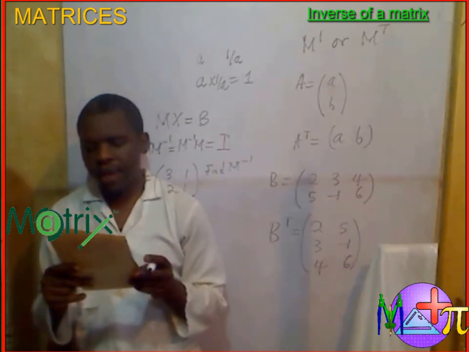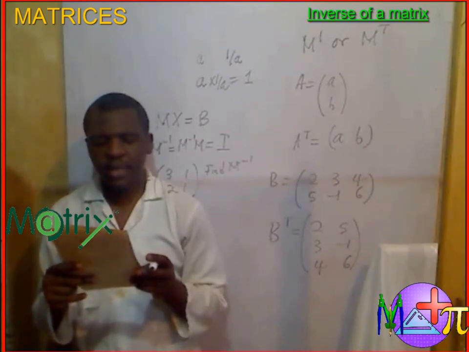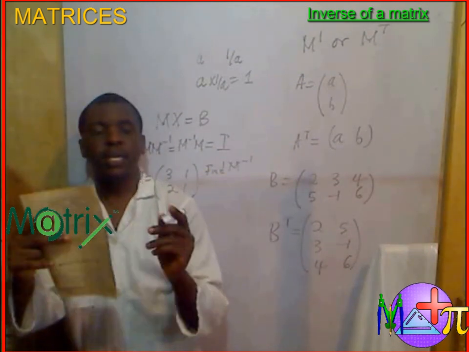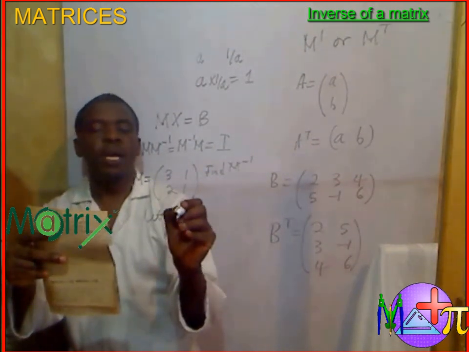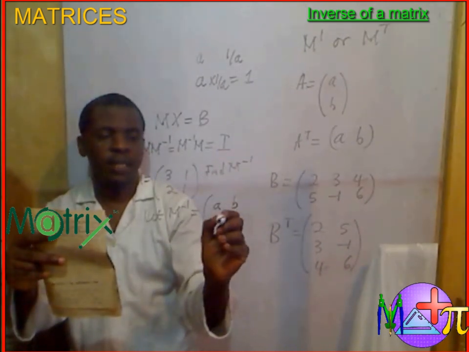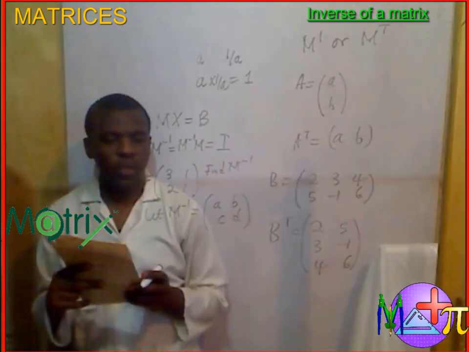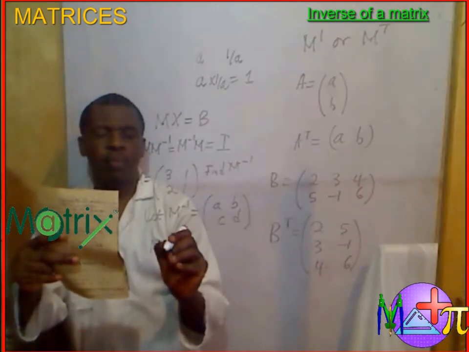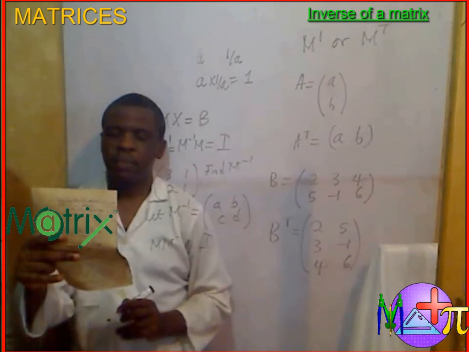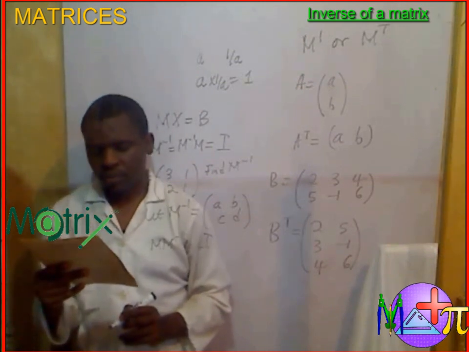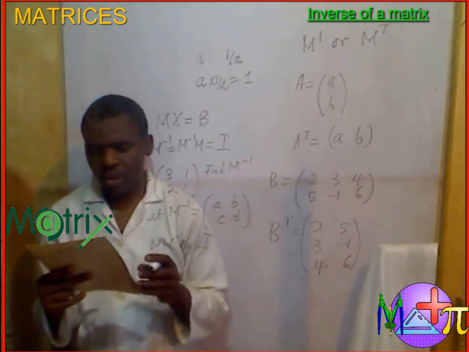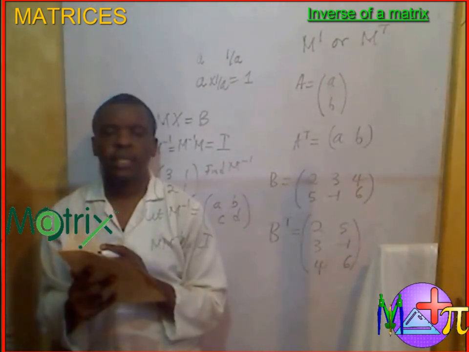To solve for M inverse, we let M inverse have some variables. So we say, let M inverse be the matrix with elements A, B, C, and D. So we know that M by M inverse should give us the identity matrix of the same order. The usual multiplication is carried out, equating corresponding elements and getting the variables.